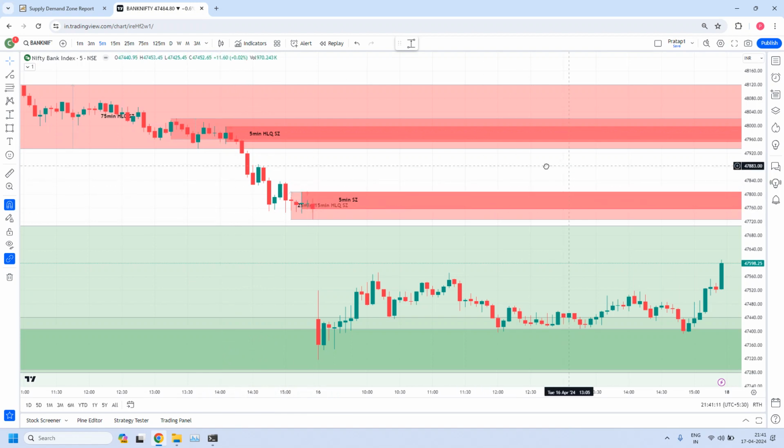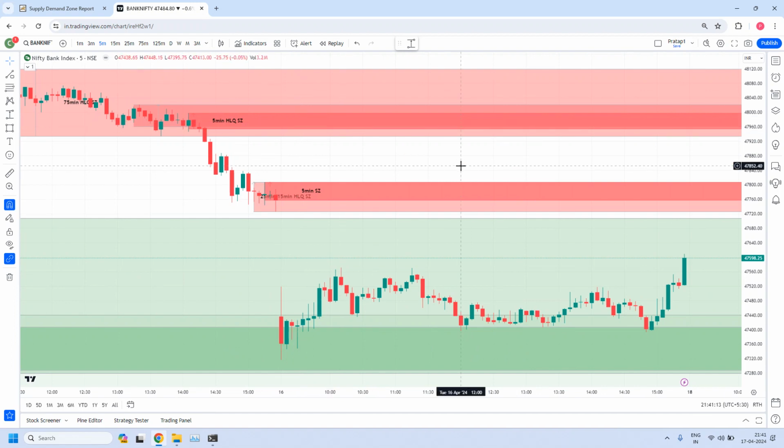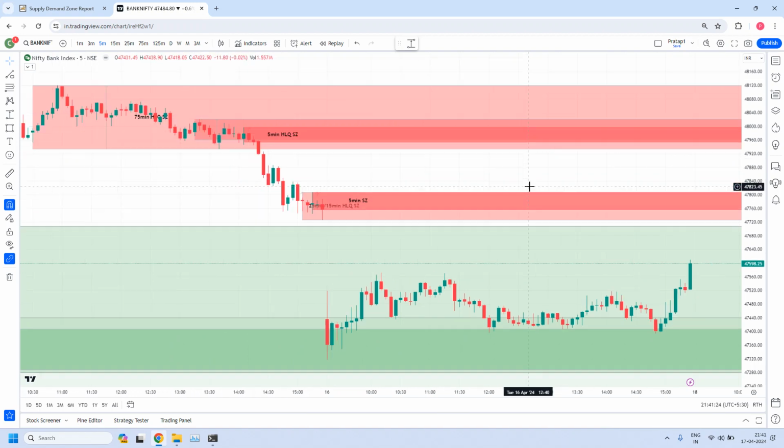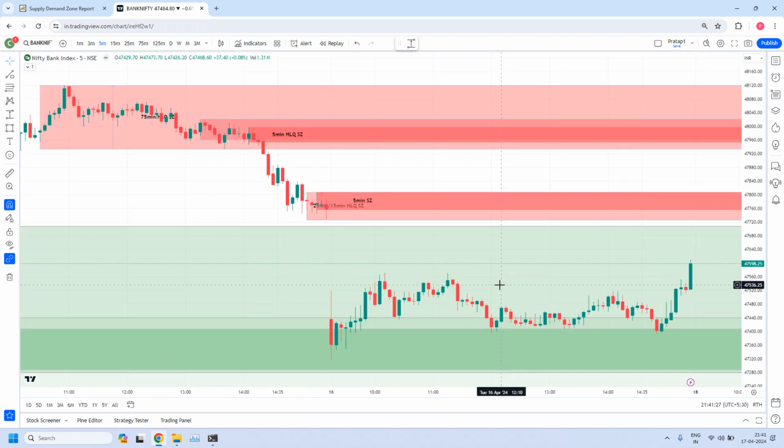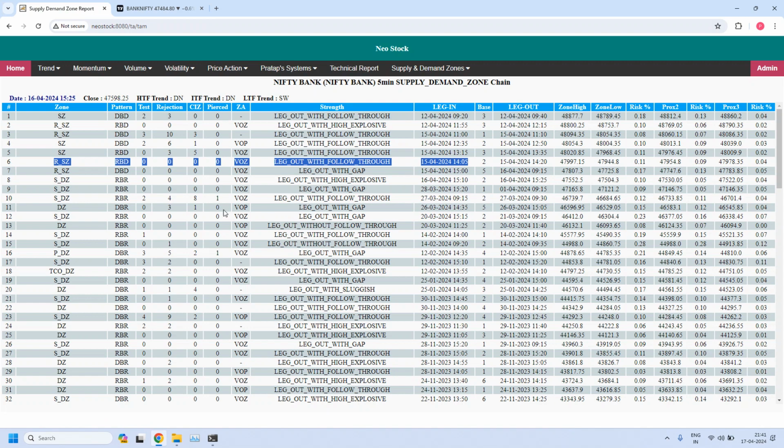Okay, we'll see what will really happen to this, whether my concern is really working or whether what the software identified is going to work. So I need to focus on this zone. So this is the high liquidity supply zone.